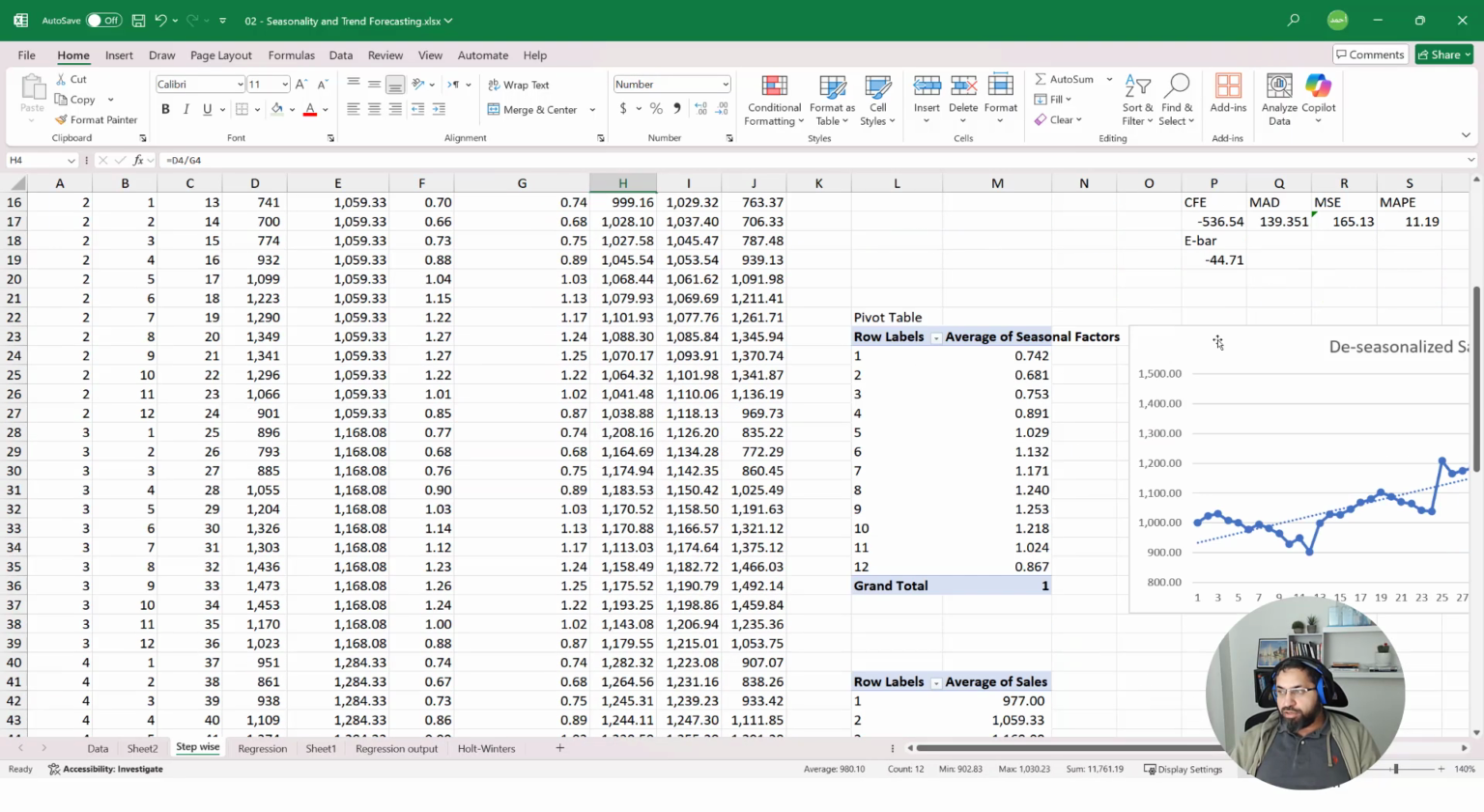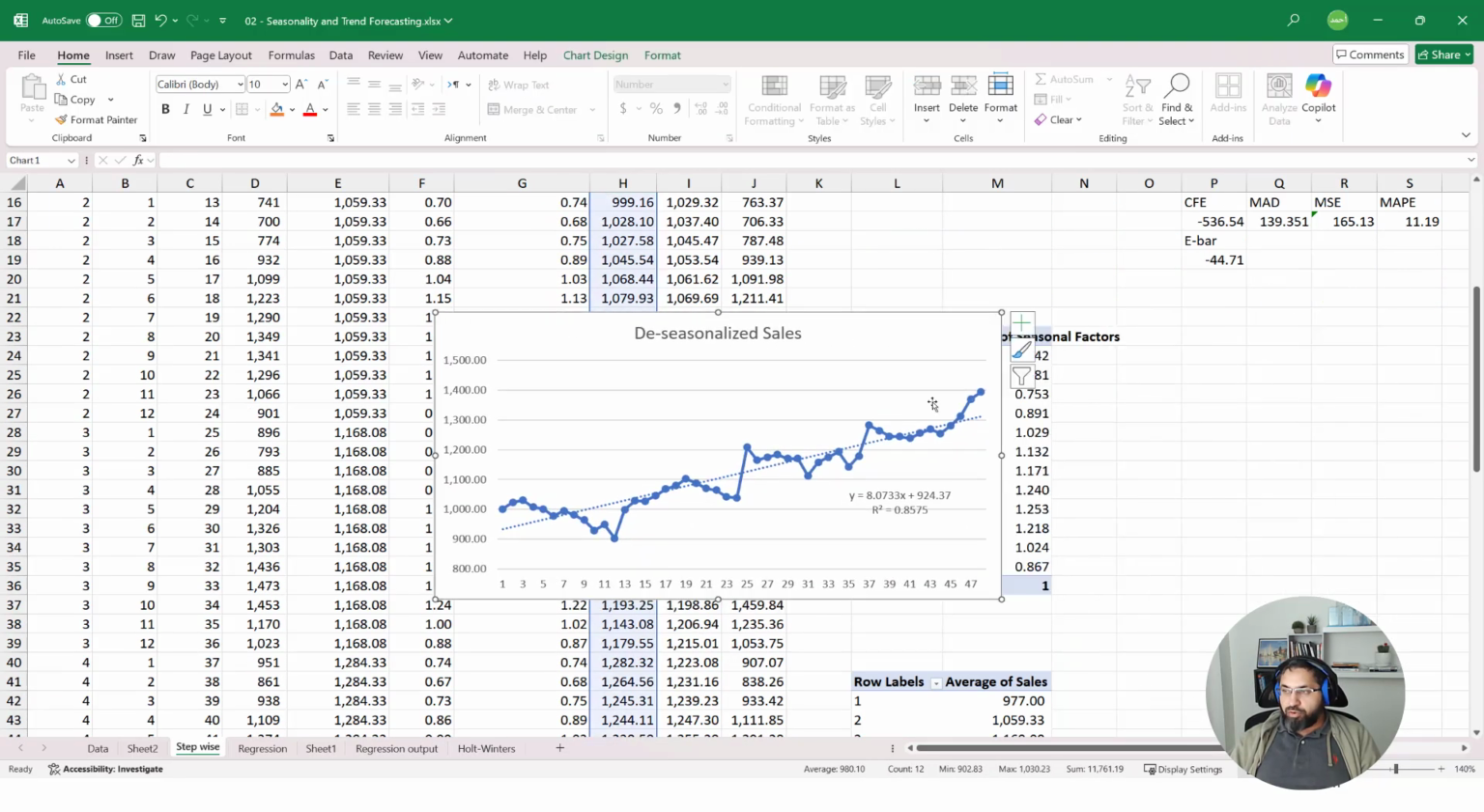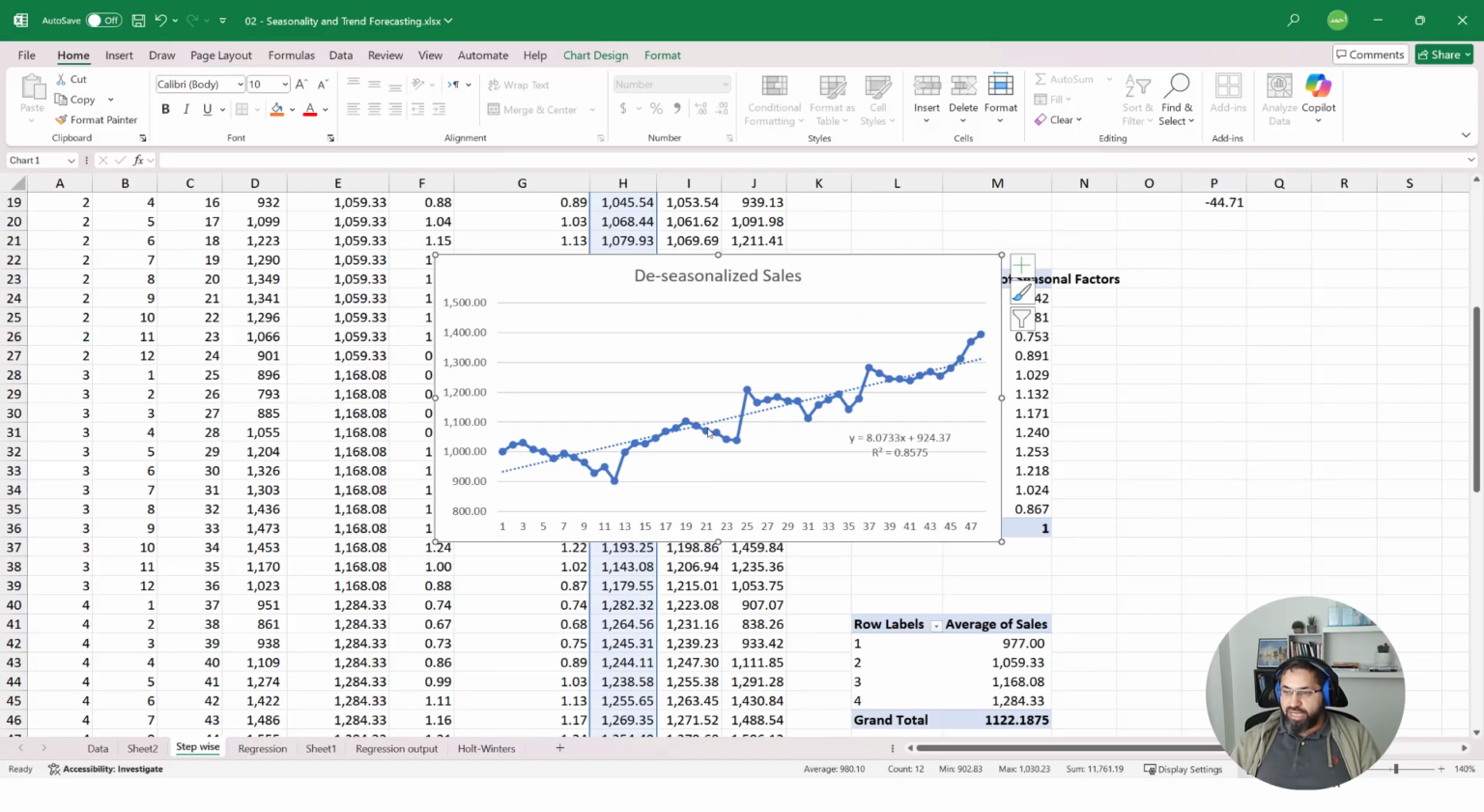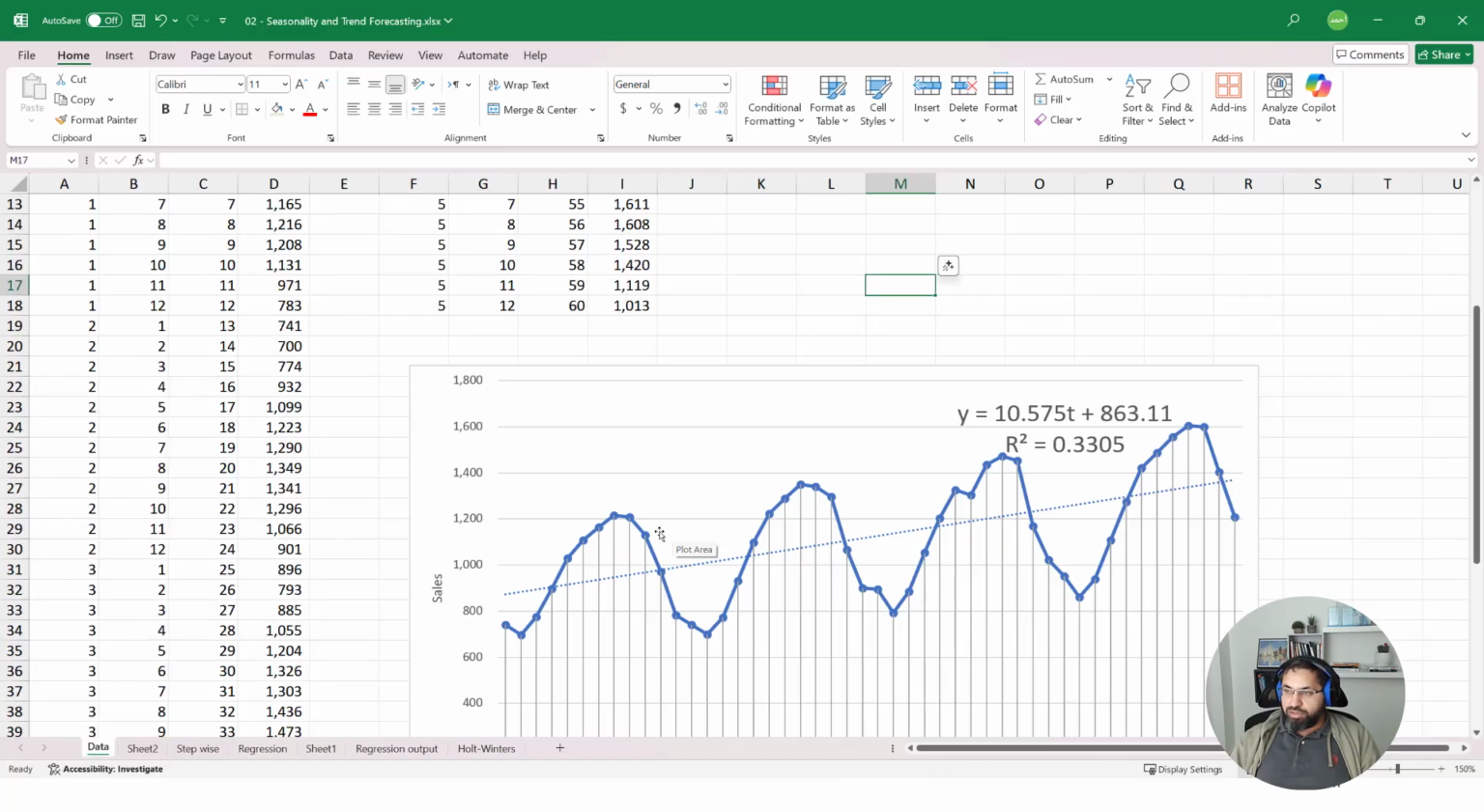Now if you plot these deseasonalized sales, you get a plot like this, and you can see that seasonality has been removed. Compared to this, look at the extreme seasonality in it.